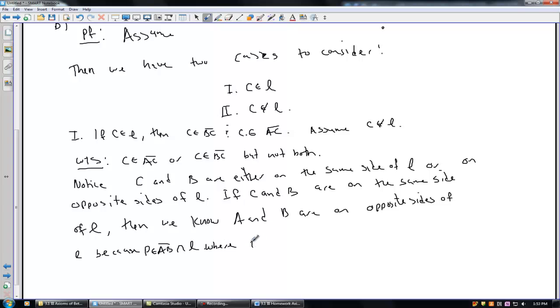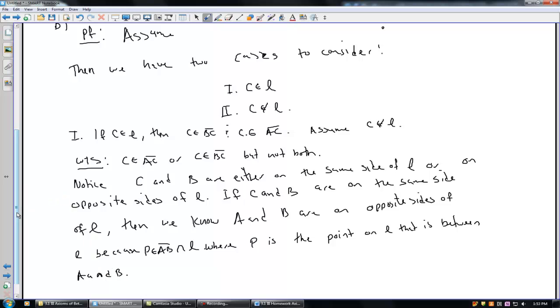Where P is a point on L that is between A and B. All right, I guess I need to say that. And that's all from the assumption up here.